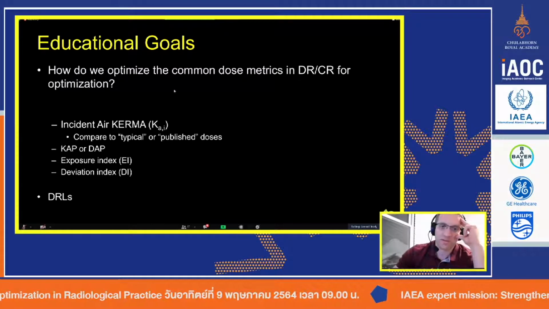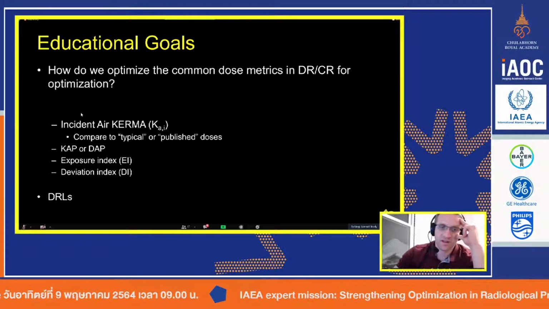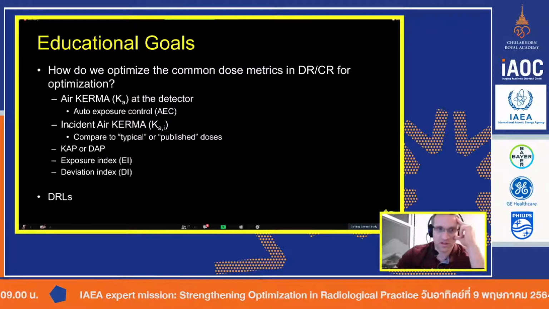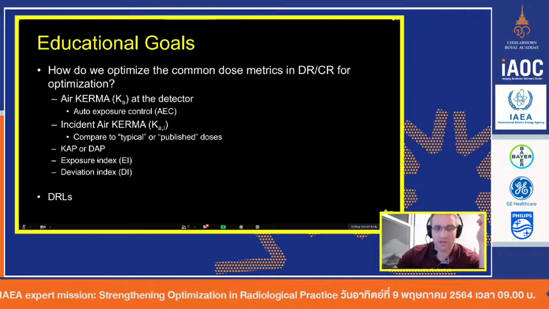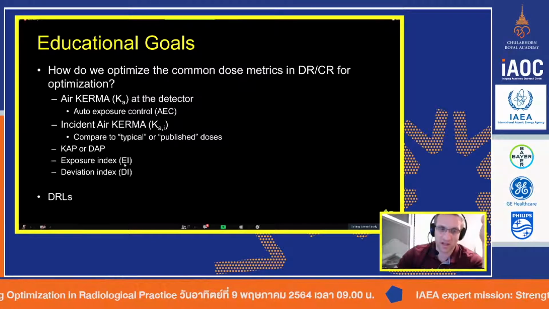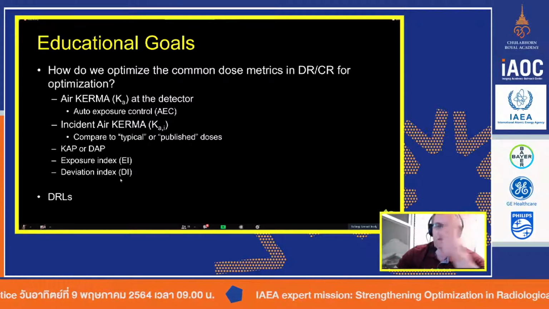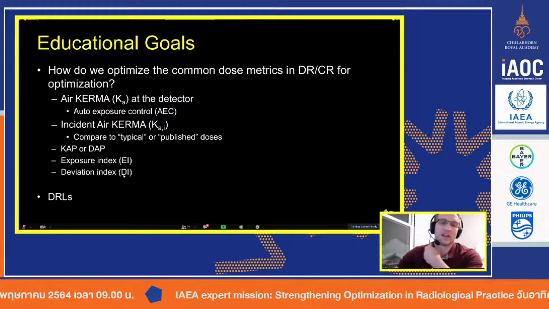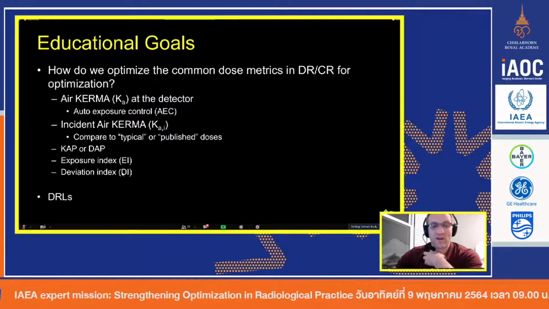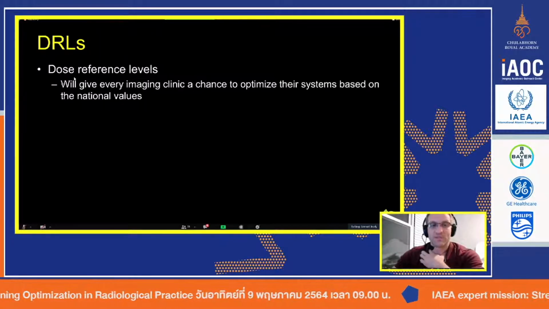So how do we optimize the most common dose metrics in DR and CR? We talked about all of these. We talked about air kerma. We talked about auto exposure controls, incident air kermas, cap DAP. We talked about good ways to set up EI. We talked about how to set up your target EI. We talked about, of course, what it means to do a DI calculation and what are some numbers, or at least an approach, that you can use to establish DI values that you can then share with your radiologists, etc. So now let's talk about diagnostic reference levels.